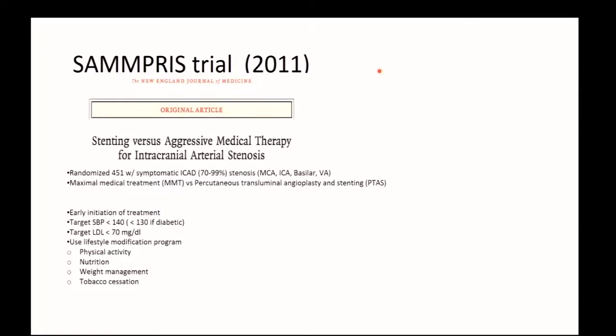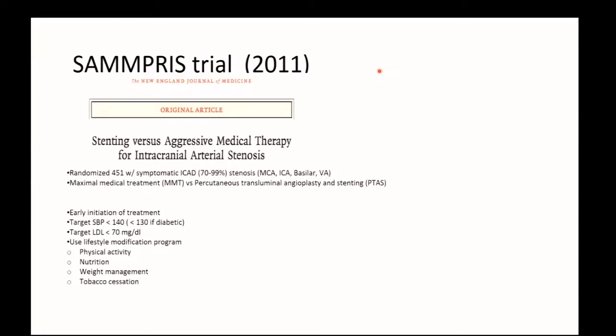We learned from the WASID that early initiation of treatment is very important. We learned that controlling the blood pressure to less than 140 is very important, and 130 if you're diabetic. We learned that lower goals of LDL are very important. And they were very vigilant about lifestyle modification programs. Actually, they had personal coaches for these patients. They used to call them, and they implemented a lifestyle modification program, including physical activity, weight loss, nutrition, and smoking cessation, things like that. And they recruited 450 patients with symptomatic ICAD.